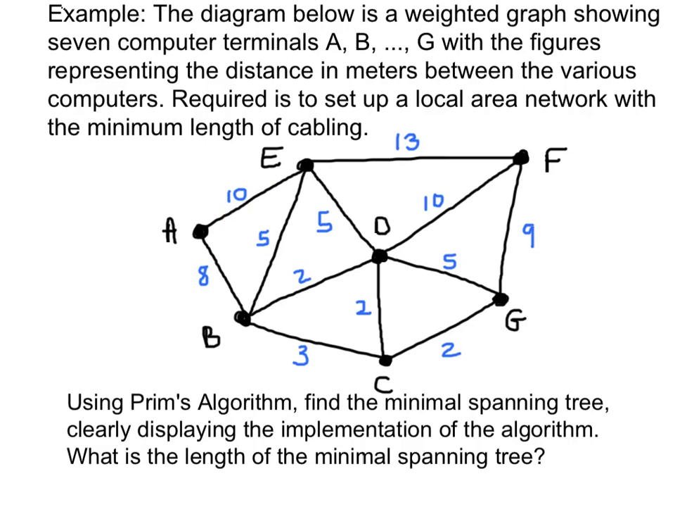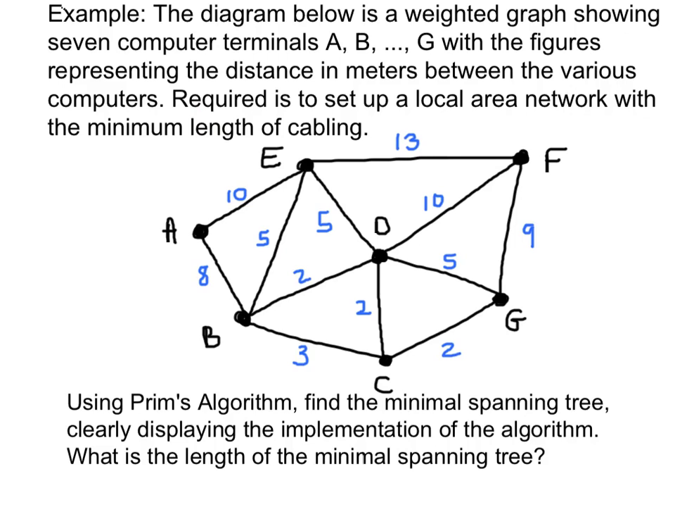It's also possible to have a connection between computer terminal A and computer terminal B, and the distance between these two computer terminals is 8 meters. And so on and so forth throughout the graph. All this information is displayed for you. Now if we go back to reading the problem, it says required is to set up a local area network with the minimum length of cabling.